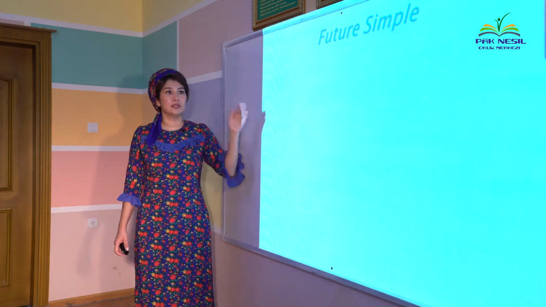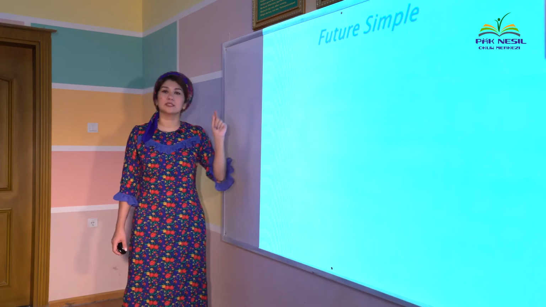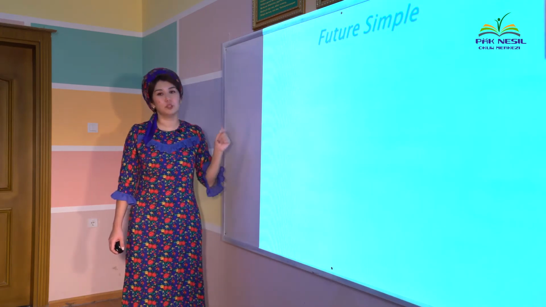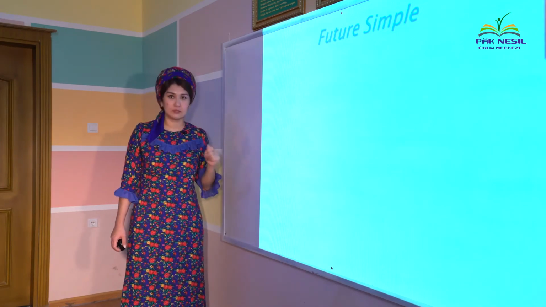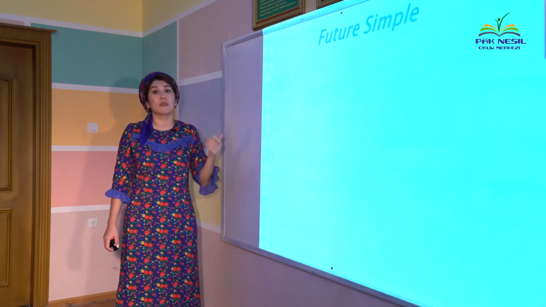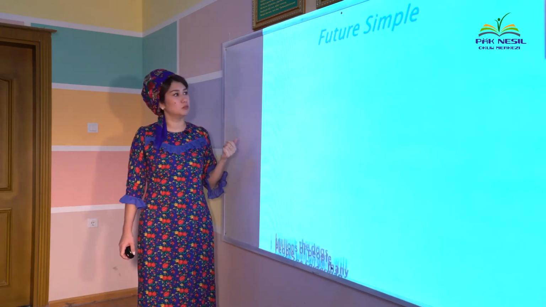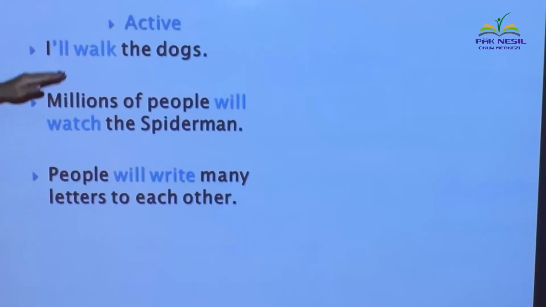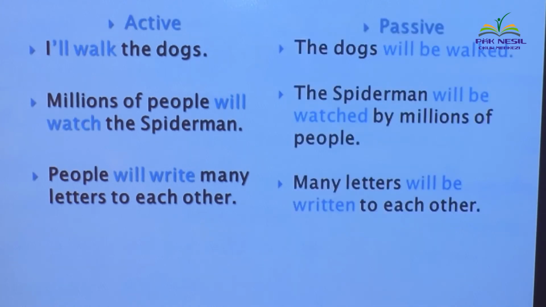Let's continue. Here we have, I think this is the last one, yes, the future simple. So what is the auxiliary verb? The main auxiliary verb of the future simple tense is, of course, will, right? So look here, I will walk the dogs. The passive voice sentence is, the dogs will be walked, right?